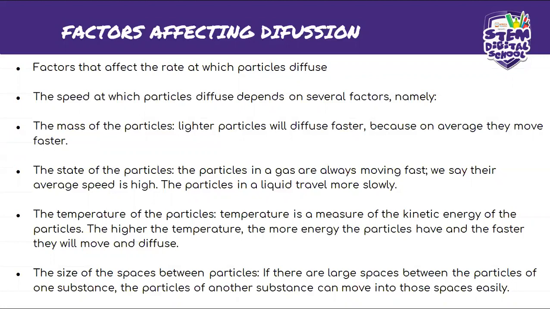Now let's move on to the temperature of the particles. Temperature is a measure of the kinetic energy of the particles. The higher the temperature, the more energy the particles have, and the faster they will move and diffuse. Then the size of the spaces between particles: if there are large spaces between the particles of one substance, the particles of another substance can move into those spaces easily.